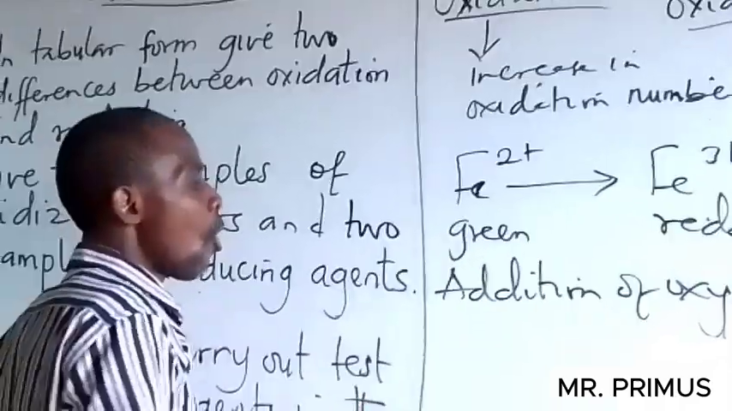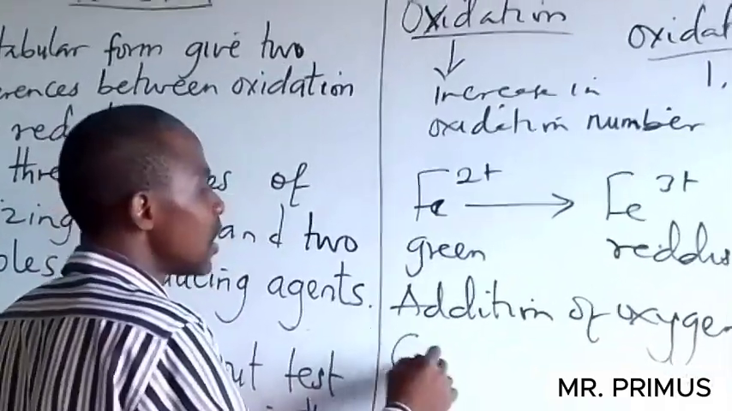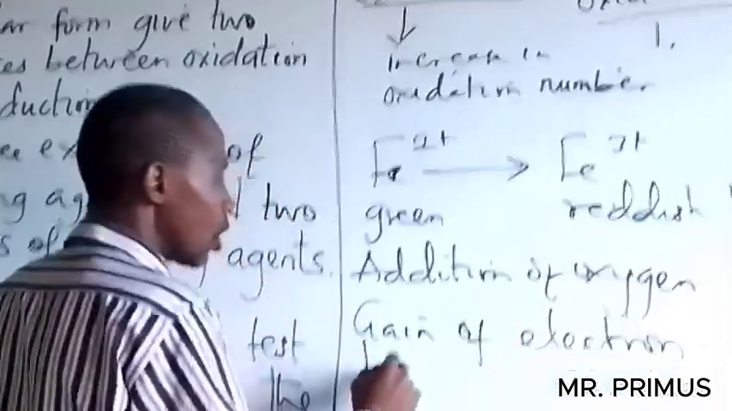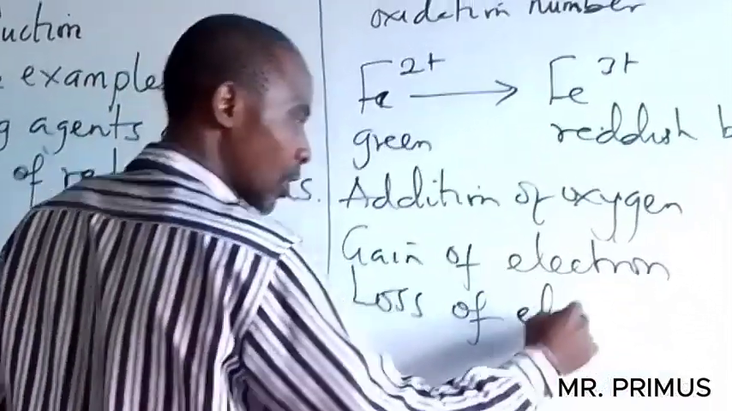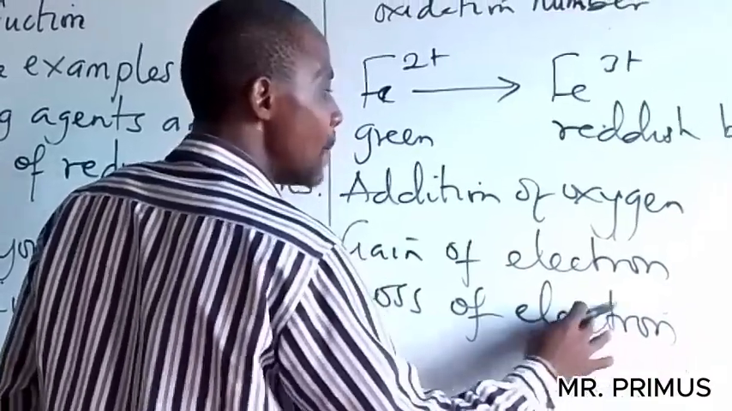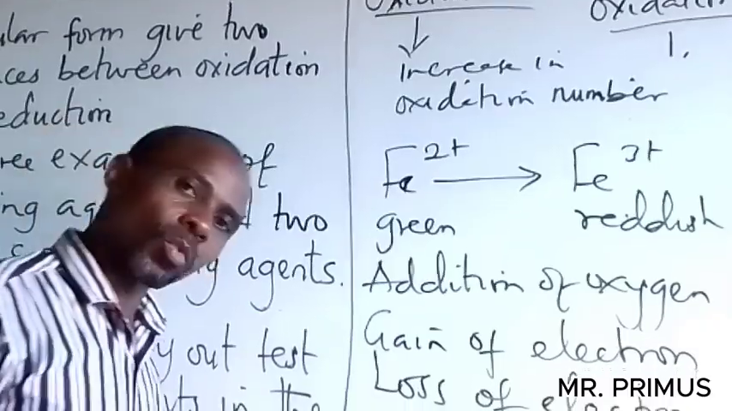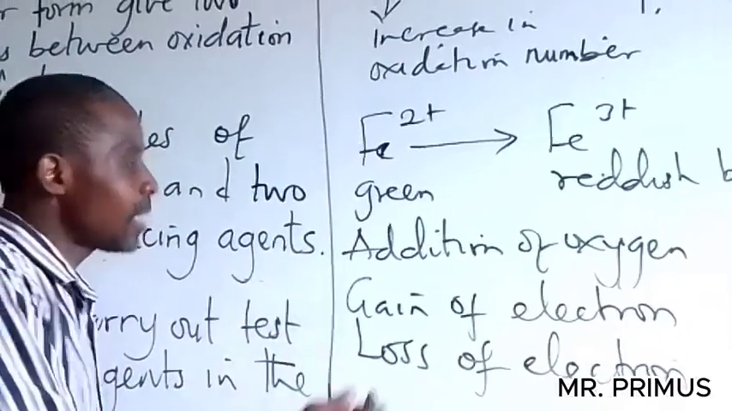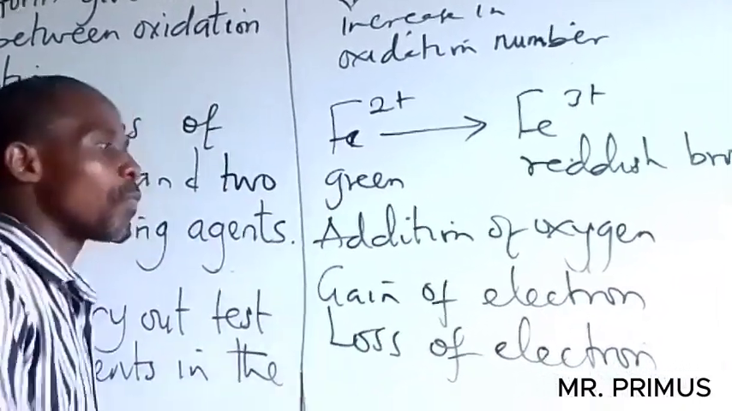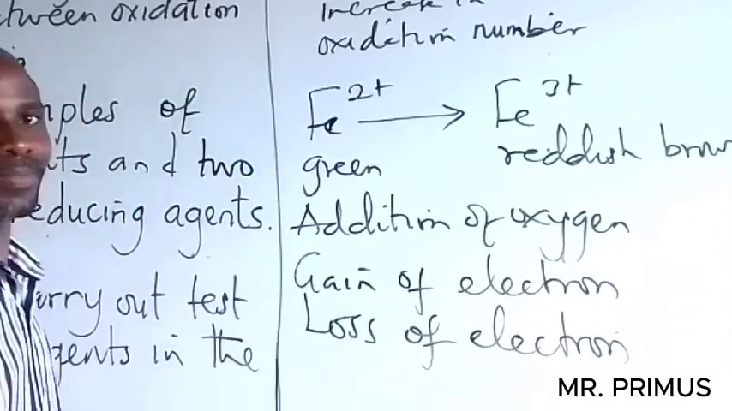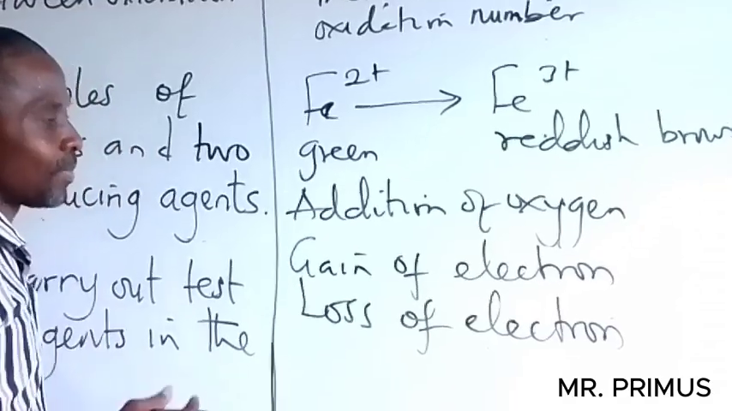Now, let me ask you, what do you think should be oxidation? Is it gain of electron or loss of electron? This is where it confuses many people. Even some teachers I interviewed could not answer the question. Gain of electrons and loss of electron. Which one is oxidation? Which one is reduction? Now let's look at this holistically.